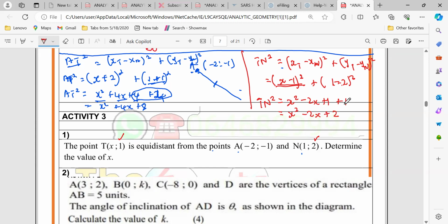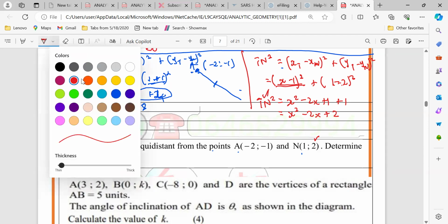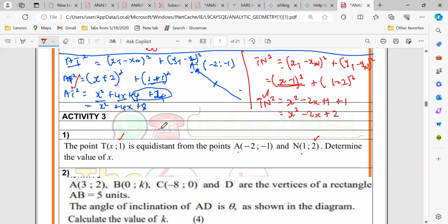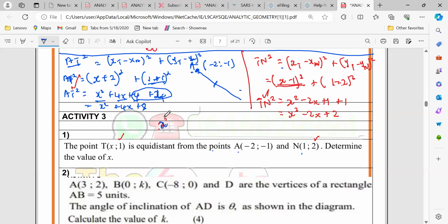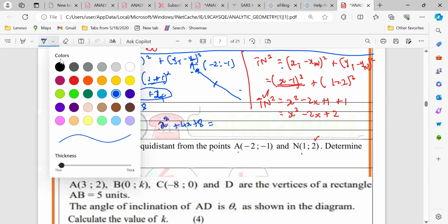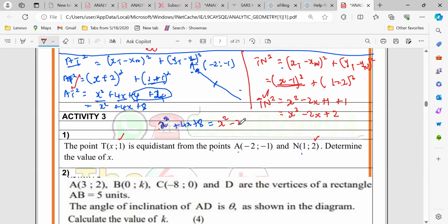Now, equidistant, what does that mean? It means AT and TN are actually equal. So I am going to write the blue one first. Let's write the blue one. What is the blue one? It's x squared plus 4x plus 8 equals x squared minus 2x plus 2.